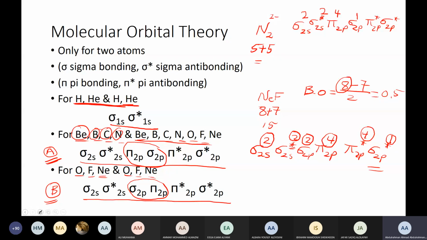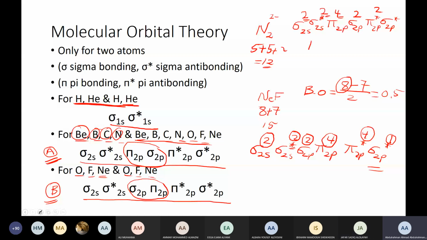For example, what will be the shape, the total valence? 5 plus 5 plus 2. What's the total? 12. Okay. All right. Next. How are you going to distribute them? 2, 2, 2, 4, and 4, and then 2, 4. 2 and 2. Excellent.